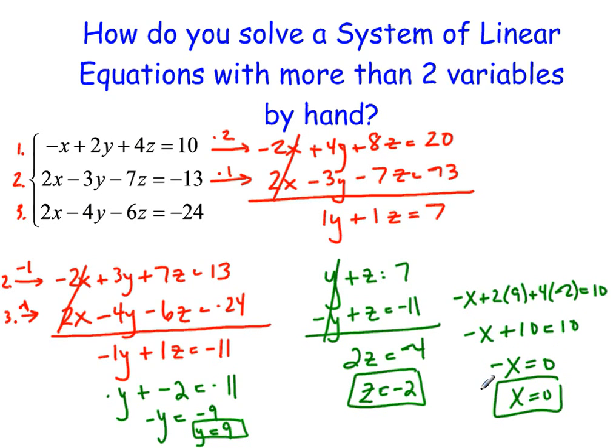You don't want to leave your answer like this. Just like when we're solving a system of two equations and two unknowns, we write our answer as an ordered pair of x comma y. When we have three unknowns, x, y, z, we write it as an ordered triple. So x, comma y, comma z.